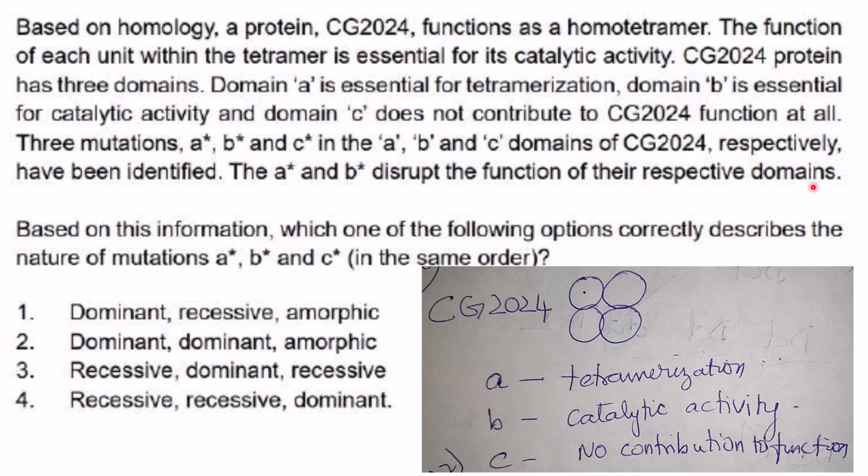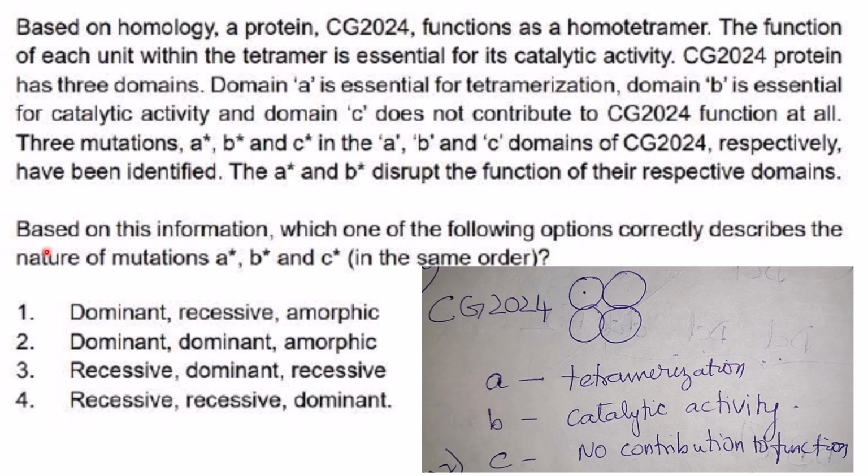The A star, B star disrupt the function of their respective domain. Why? Because A is essential for tetramerization. Without tetramerization, the protein is not going to function. B is essential for catalytic activity. Again, no catalytic activity. What is the function of it being a protein or an enzyme? No function. So it is also disruption of the function. But domain C, I told you, it doesn't contribute to the function at all. What will happen if it is mutated? No change in the function of the enzyme or the protein.